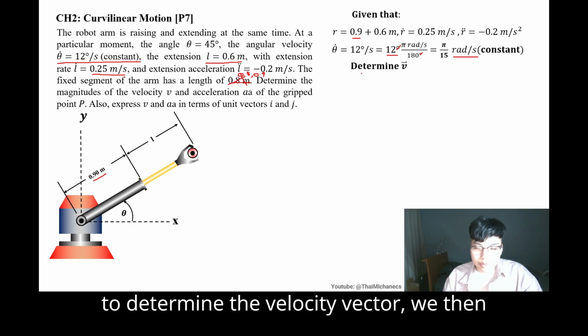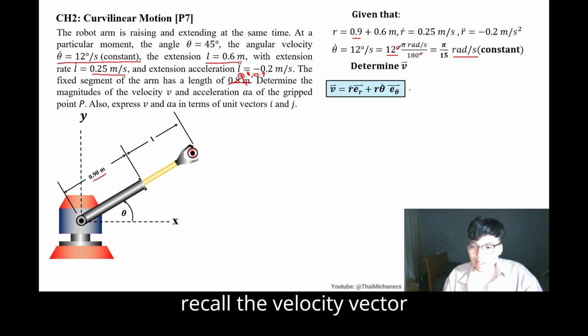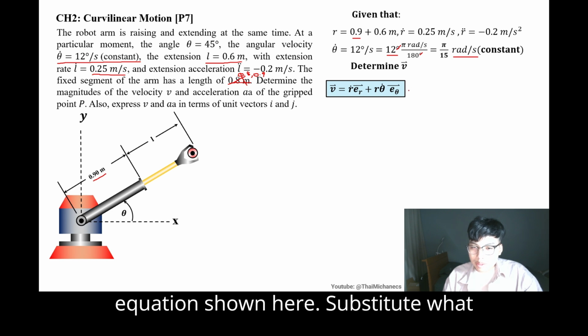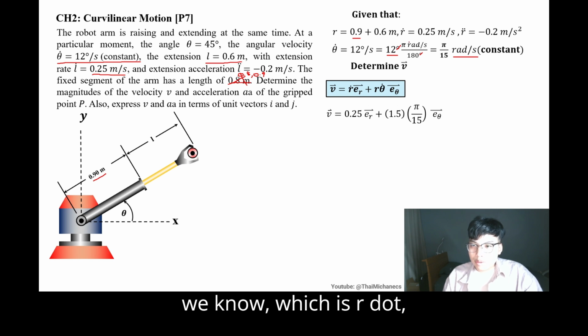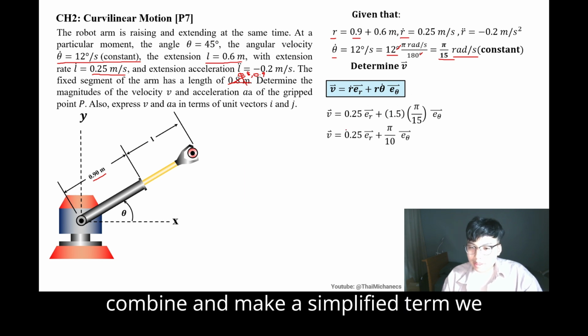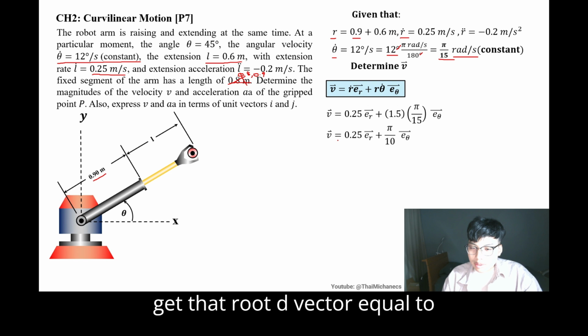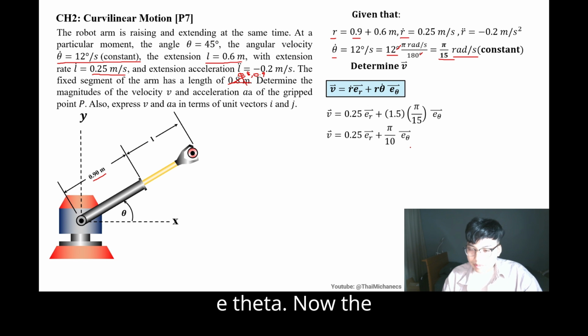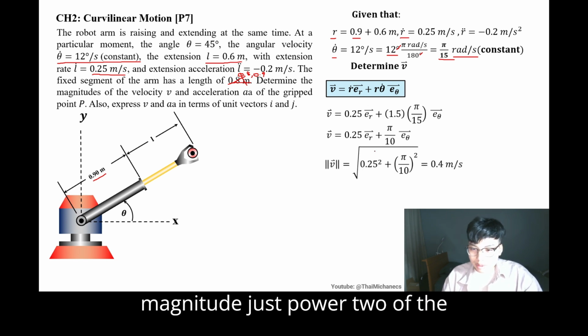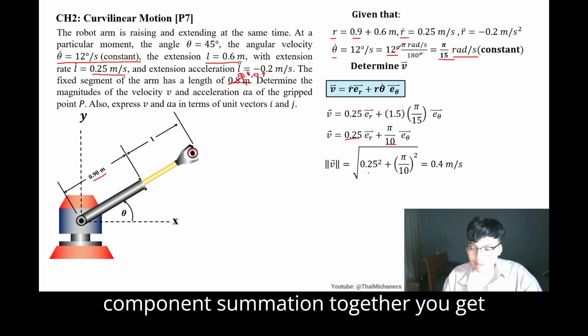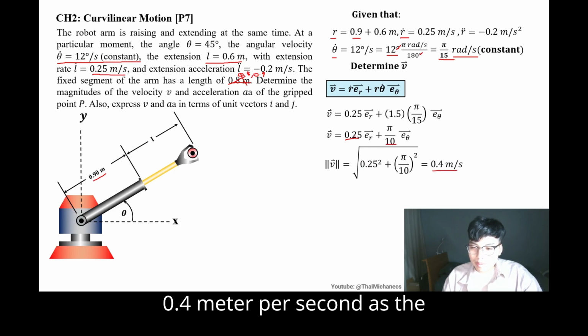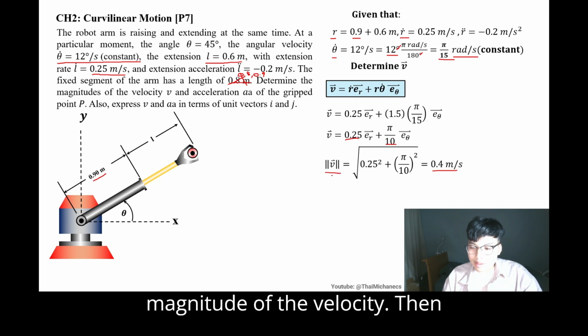To determine the velocity vector, we recall the velocity vector equation shown here. Substitute what we know, which is r dot, r, and theta dot in radians per second. Combine and simplify, and we get that the velocity vector equals 0.25 e_r plus pi over 10 e_theta. Now the magnitude: square each component, sum them together, and it gives 0.4 meter per second as the magnitude of the velocity.